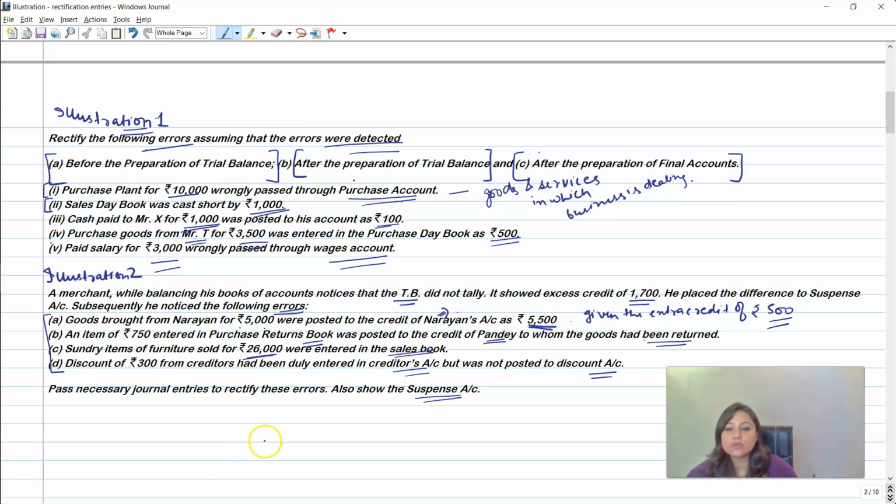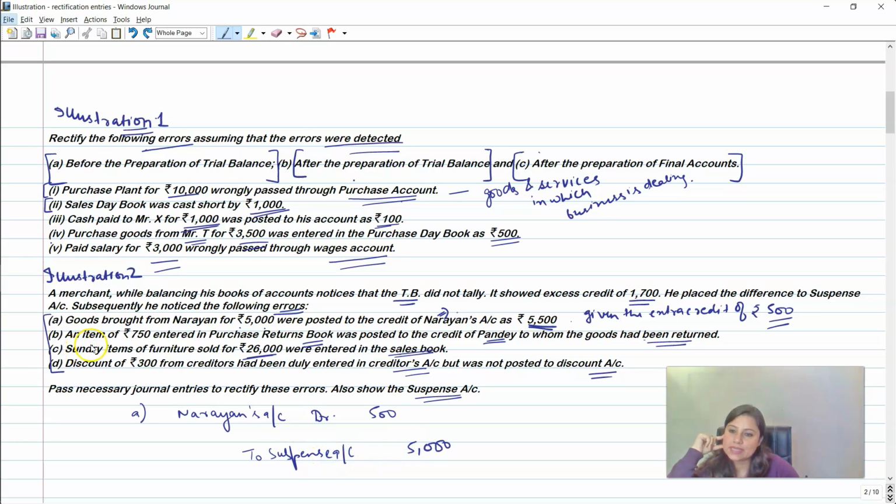So the entry that would be passed through the suspense account in the case of A would be, so we would be debiting the account of Narayan. In order to bring down the goods bought amount to 5000, we would be debiting the account of Mr. Narayan with rupees 500 and thus crediting the suspense account, because it is a single-sided error.